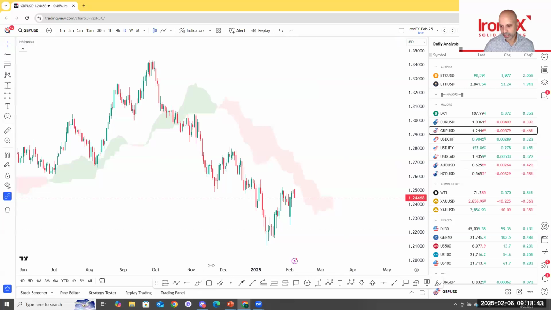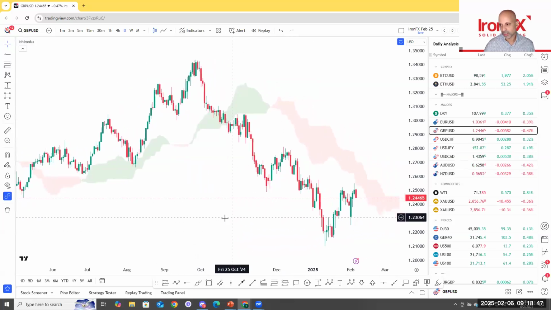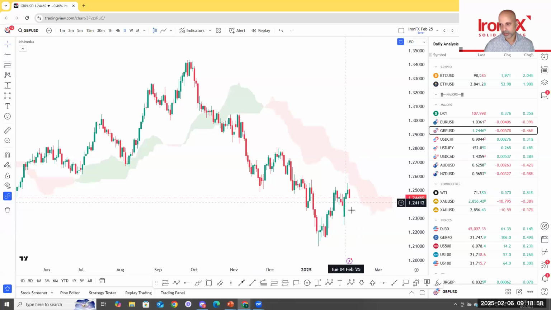And since the Bank of England is coming up in less than 45 minutes, let's identify the key support and resistance levels. Now, the Bank of England is expected to make a rate cut, so that would typically mean it's going to be bearish for the pound. So we can expect this currency pair to drop lower, right?